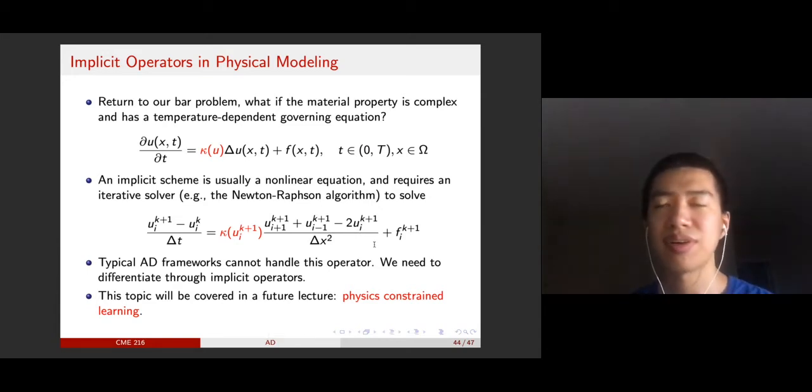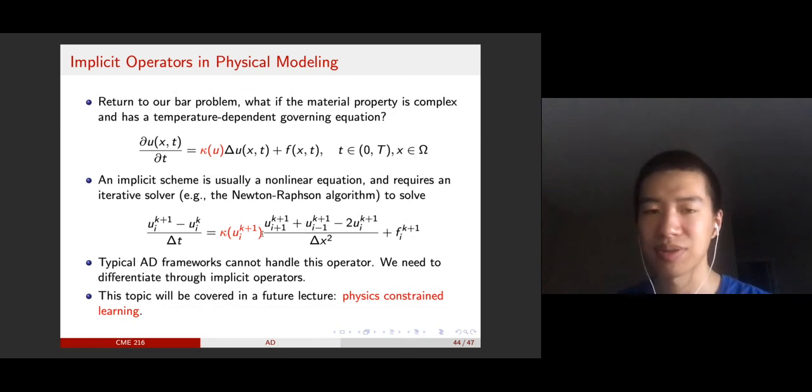So in physical modeling, implicit operators are everywhere. For example, let's return to our bar problem. What if the material property depends on the temperature itself? The diffusive coefficient depends on U, for example, here. And if you want to do numerical simulation using an implicit scheme, you would have this kind of scheme here. You can see that u^(k+1) is here. If k is nonlinear, this will be a highly nonlinear equation. You have to solve this kind of equation using, for example, the Newton-Raphson or bisection method.